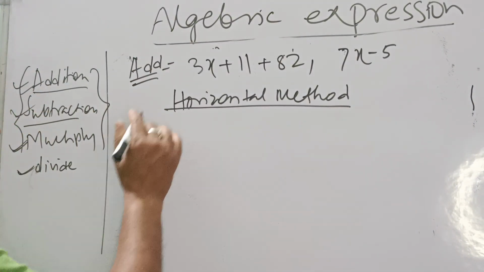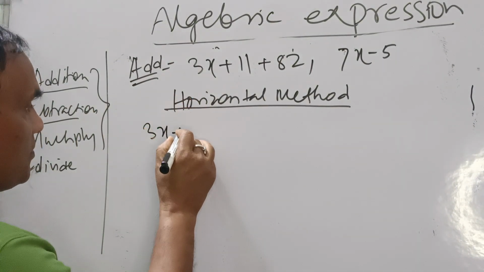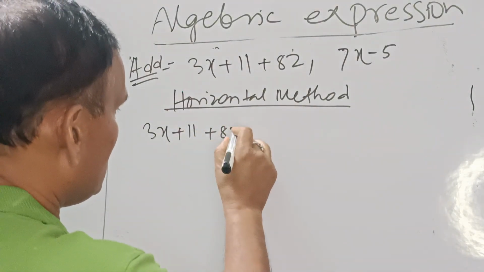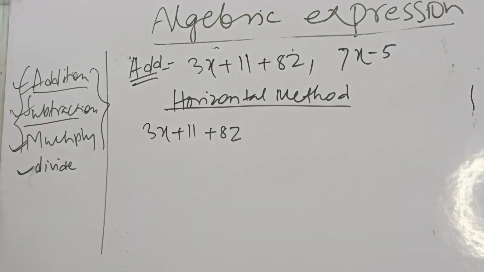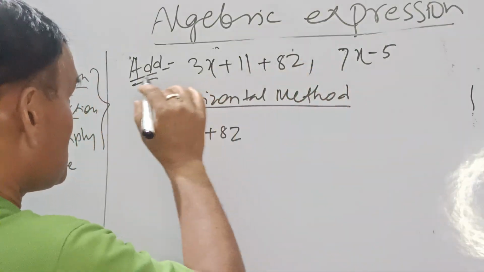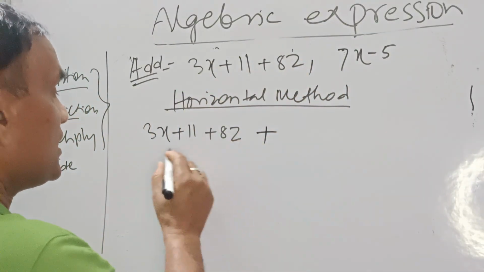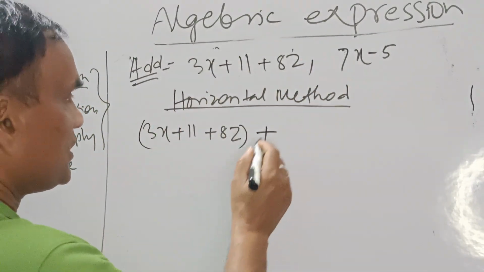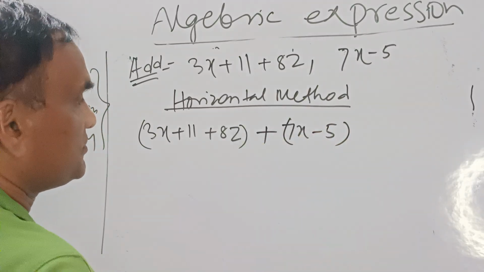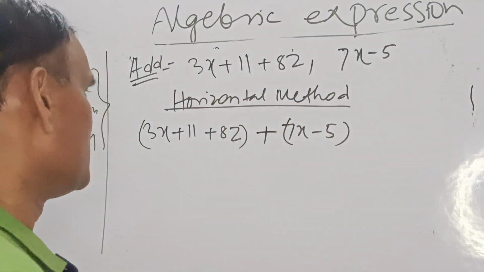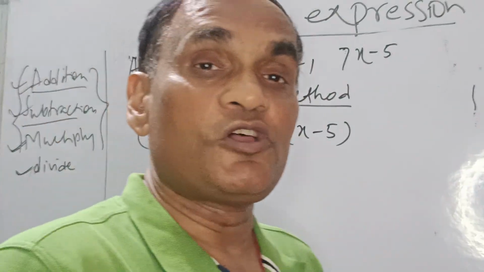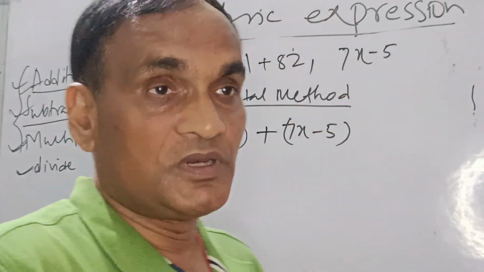How is it going to be solved? Now we'll write 3x plus 11 plus 8z. Now because this is addition, we'll put a plus sign here and write the second expression inside the bracket: 7x minus 5 inside the bracket. We'll take another, more difficult example also, but first take this example, right?